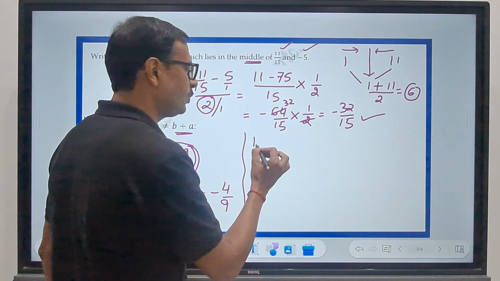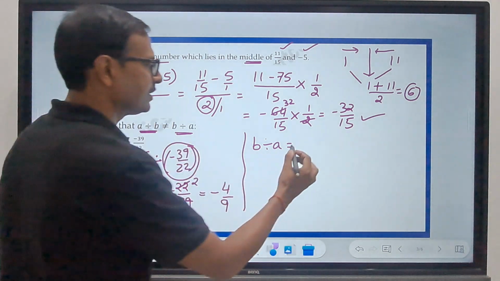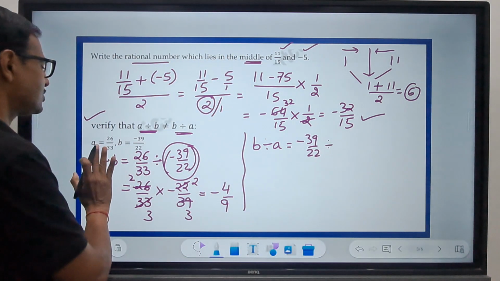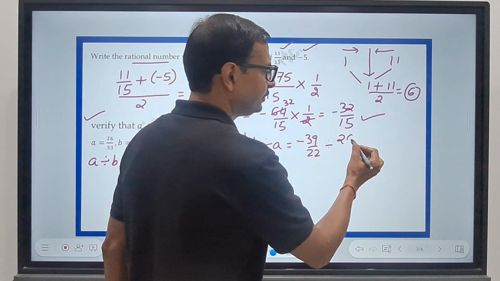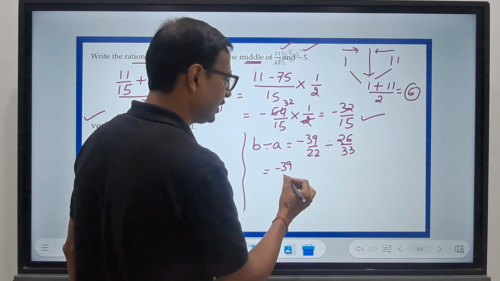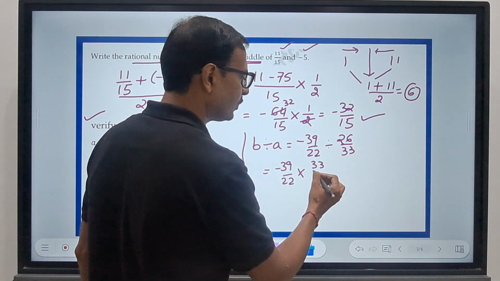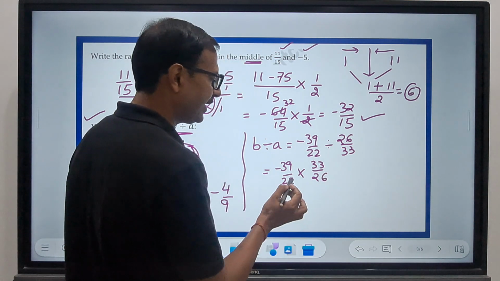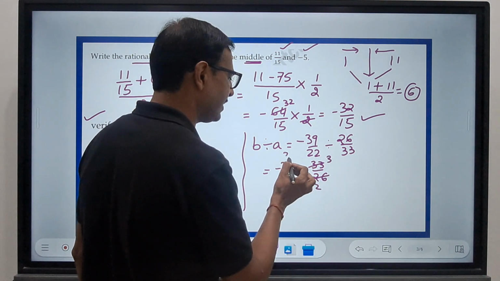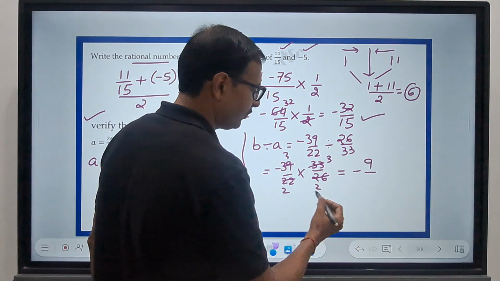Now what happens when you do B divided by A? See, B is to be written first, minus 39 by 22, and I need to divide this by A, which is 26 upon 33. Now in this case minus 39 over 22 remains as such and we have to flip 33 over 26, right? And now if I cancel this, this is 2 times, this is 3 times, this is 2 times and this is 3 times. Your answer is minus 9 by 4.